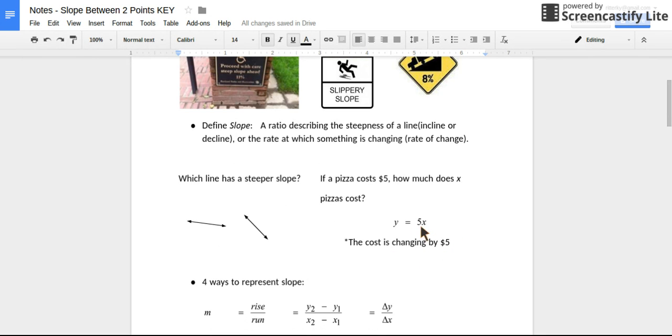So in that case, the slope is the coefficient of that variable, or the number in front, and the slope is representing the rate of change of our equation or our relationship.